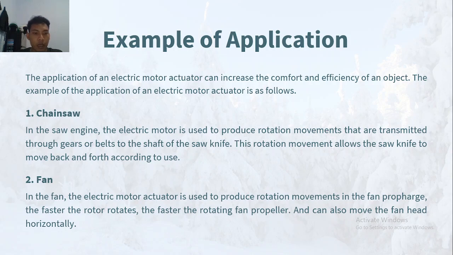Number two, fan. The electric motor actuator is used to produce rotation movement in the fan propeller. The faster the rotor rotates, the faster the fan propeller rotates, and it can also move the fan head horizontally.